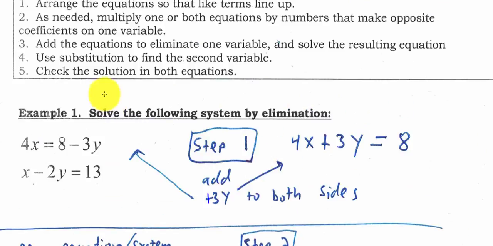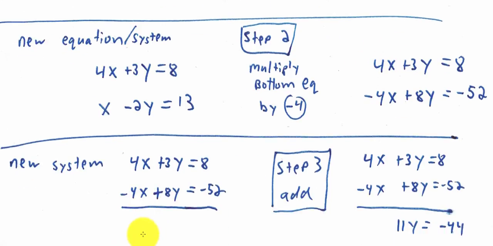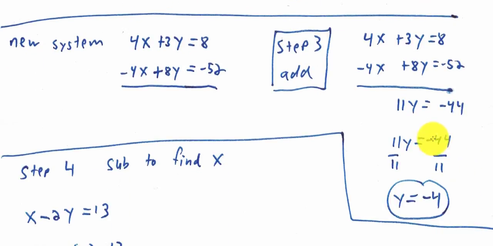Now, the third step says add the equations to eliminate one variable. That's why it's called the elimination method or the addition method. So if I add these two equations together, here's my new system. We add the equations. Well, the 4x and negative 4x will disappear. That's going to give me a 0. 3y plus 8y is 11y. 8 plus negative 52 is negative 44. Divide both sides by 11, and we end up with y equals negative 4.